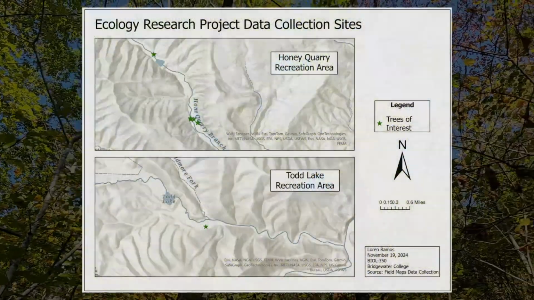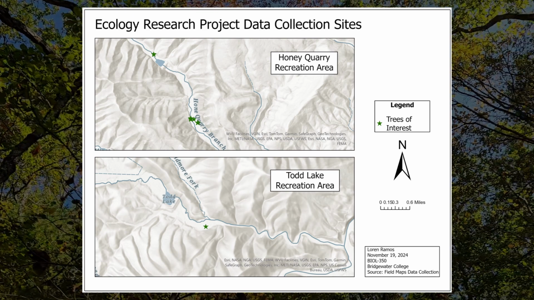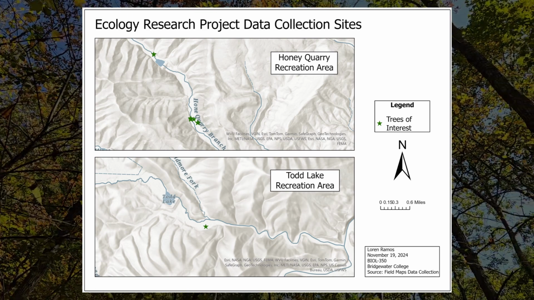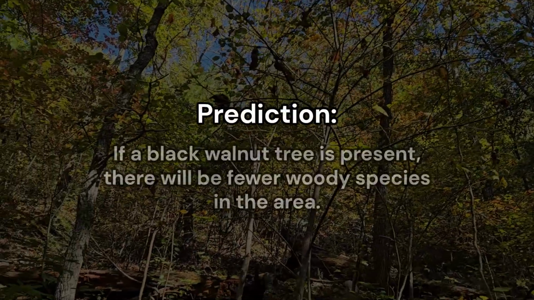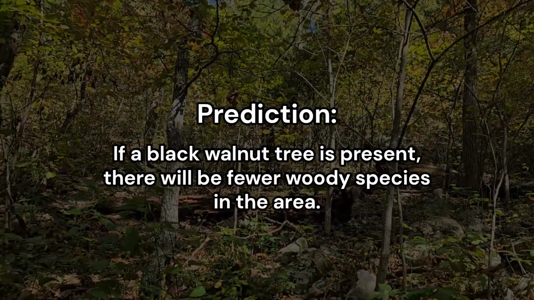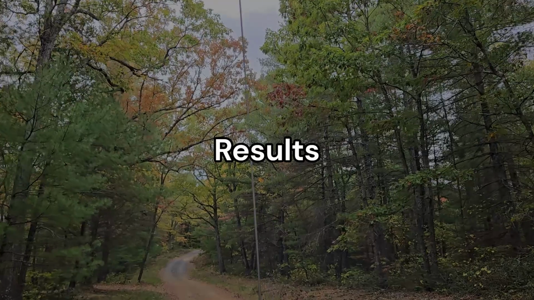We primarily collected data at the Home Quarry Recreational Center, except one data point collected near Todd Lake. As part of the National Forest, these areas are minimally impacted by humans. Based on our research and experimental methods, we predicted that if a black walnut tree is present in an area, then fewer woody species would be present. Now let's take a look at our results.